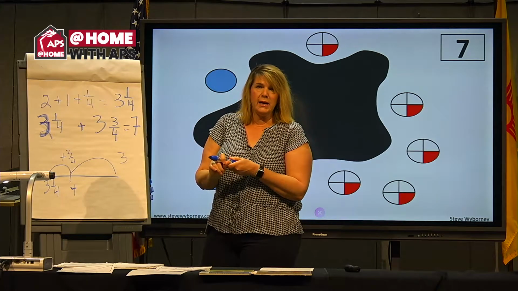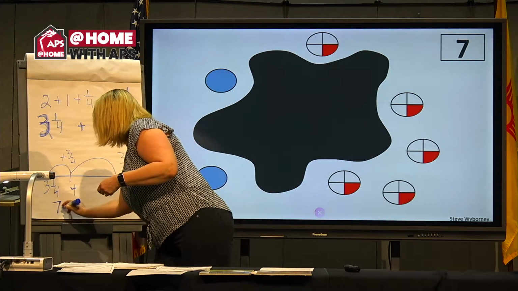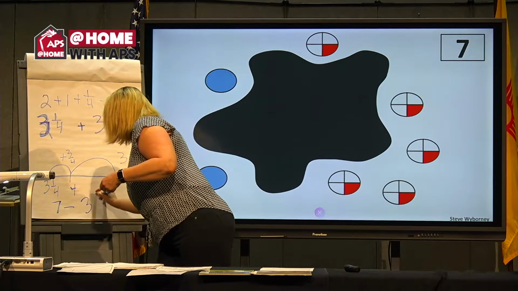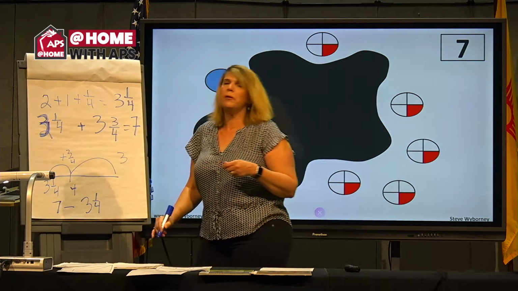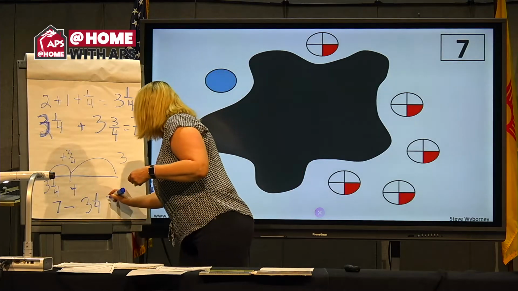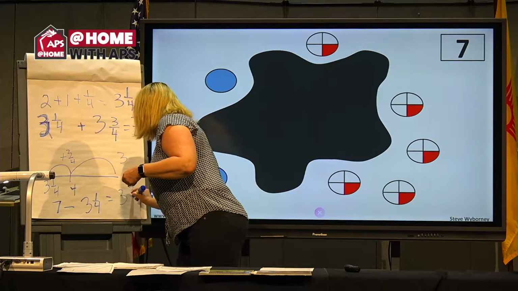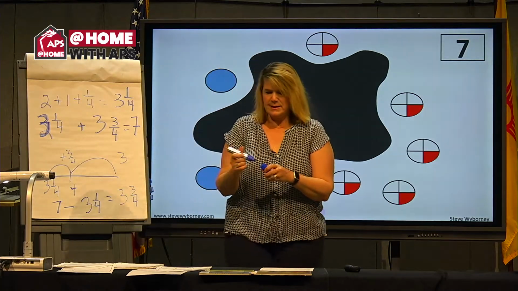3/4. That's going to get us to that 7, right? If you were rewriting it in a subtraction sentence, we would be doing 7 minus what we can see, the 3 1/4, is going to give us 3 3/4. Let's see if we were right.